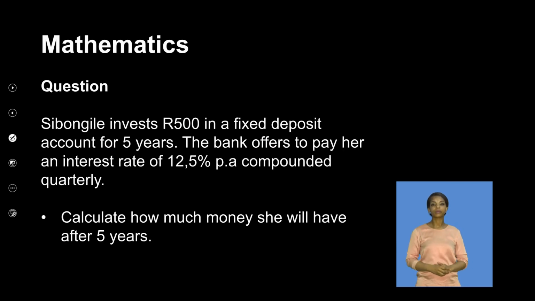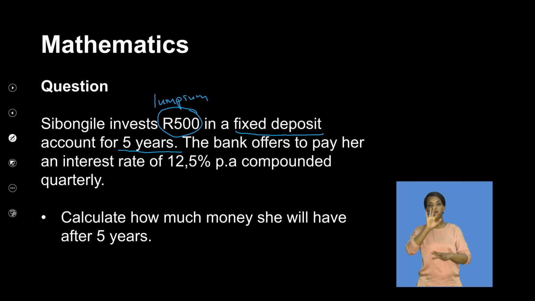Now, Sibongile wants to invest 500 rands in a fixed deposit account for 5 years, right? Fixed deposit account, what does that mean? It means this is actually considered a lump sum. So this person only takes the 500 rand, throws it in the bank, and leaves it there for a duration of 5 years.